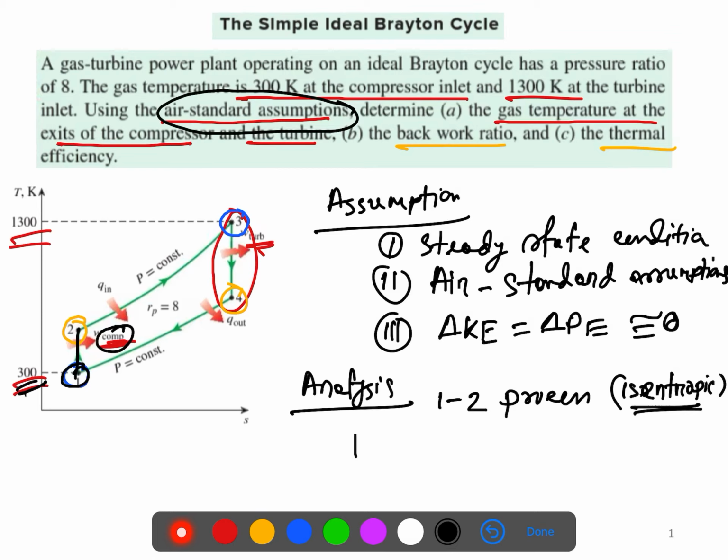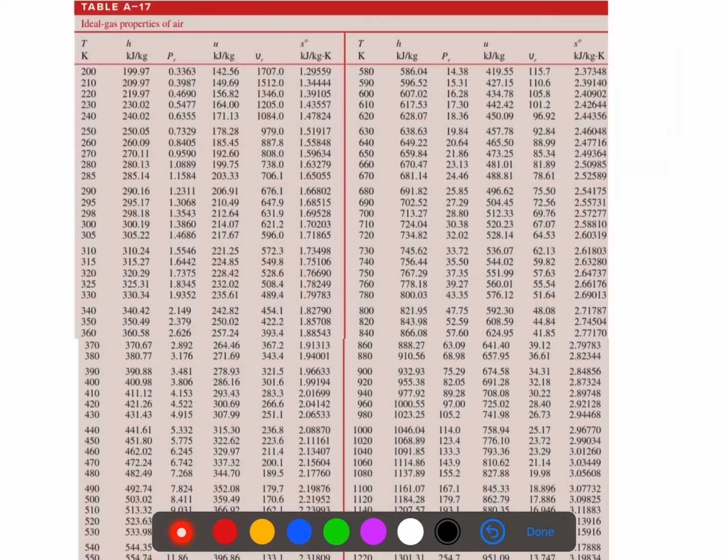For process 1, we will say the temperature is T1. For process 2, the temperature is T2. T1 is given, 300 Kelvin. Okay, so for this 300 Kelvin, we know the properties of the ideal gas. For 300 Kelvin, we can see this 300.19 is the enthalpy, and this Pr is the relative pressure. The relative pressure is a dimensionless quantity.